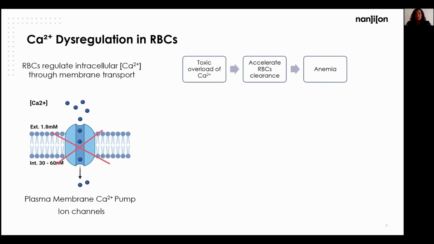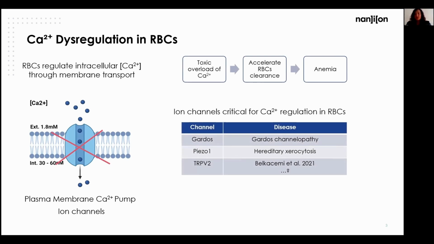So for this reason, I decided to focus on ion channels critical for calcium regulation in red blood cells, and in particular on these three channels. So we have Gardos, a calcium-activated potassium channel, and its mutation is involved in the Gardos channelopathy. Then we have Piezo1, a mechanically activated non-selective cation channel, connected to hereditary xerocytosis.